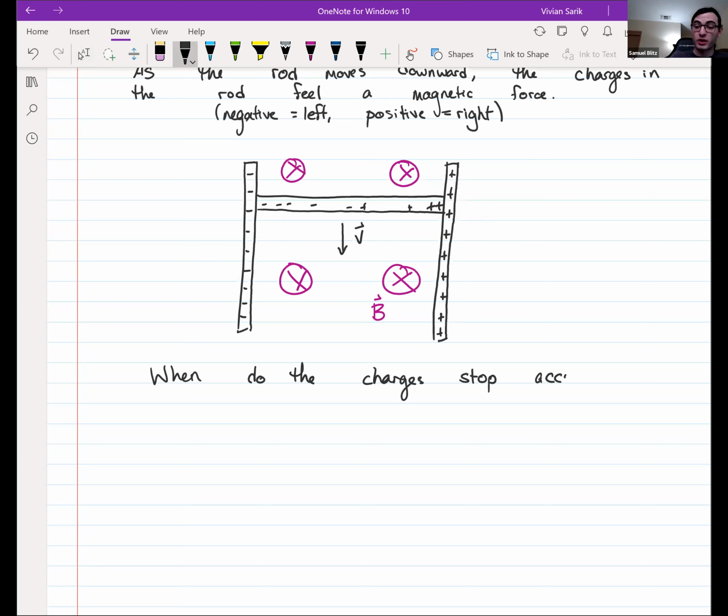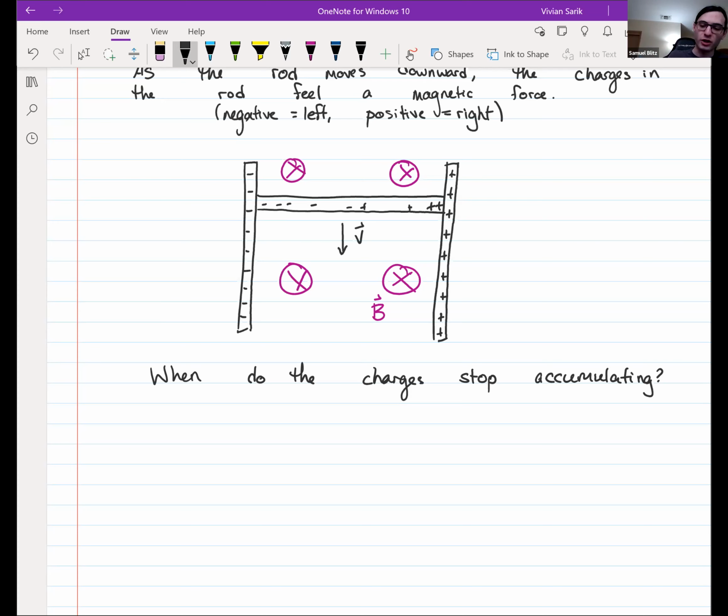It's a question that we can answer by analyzing the forces. There are two forces acting on any given positive charge. For positive charges, the magnetic force pushes the charges to the right. The electric force will pull the charges to the left, because the positive charges are attracted to the negative charges, which are on the left.